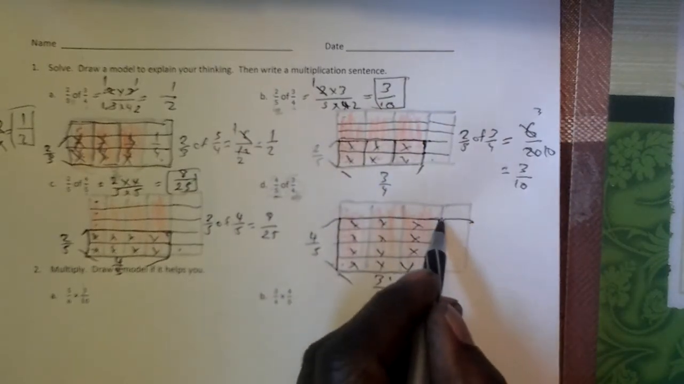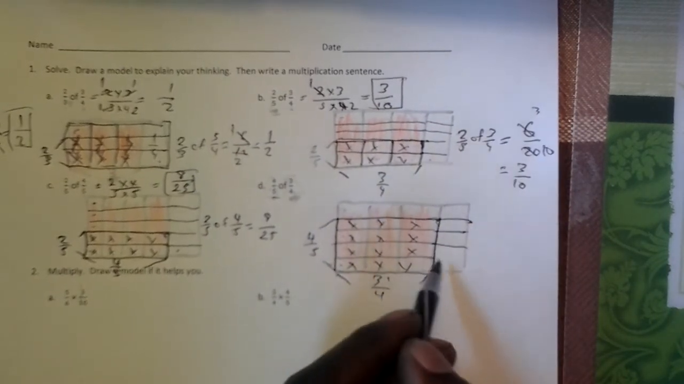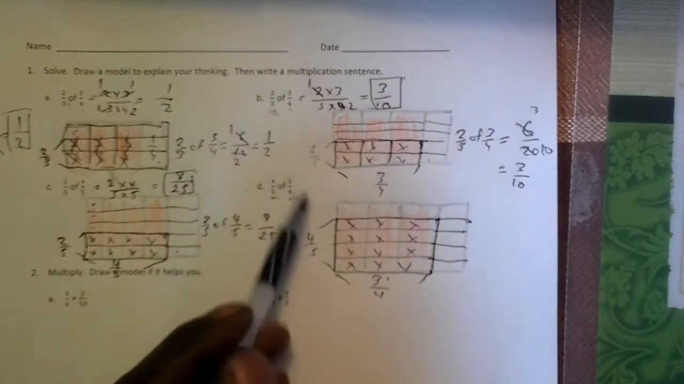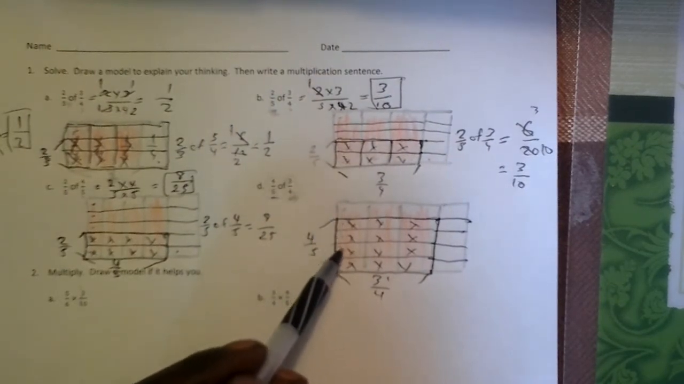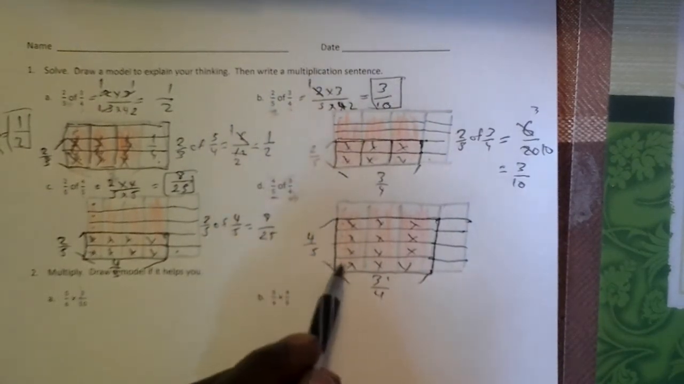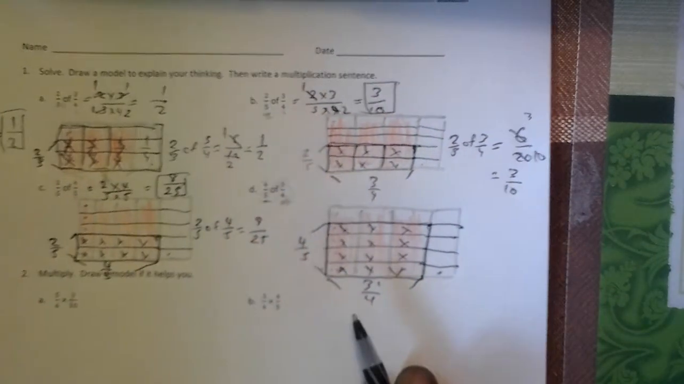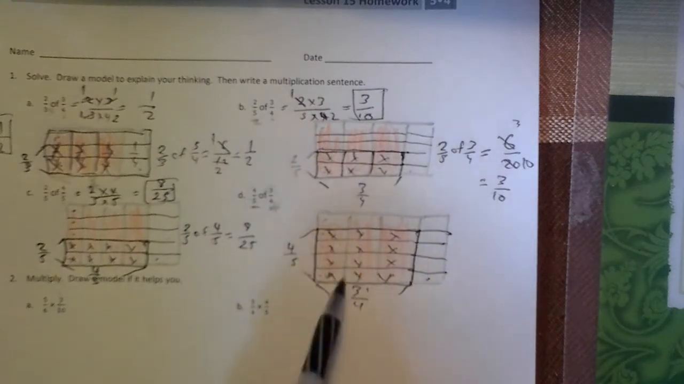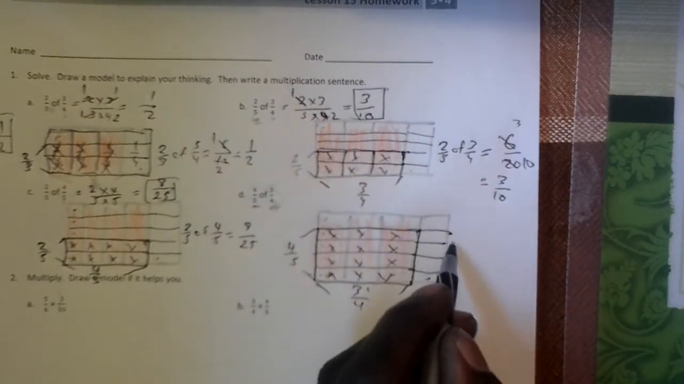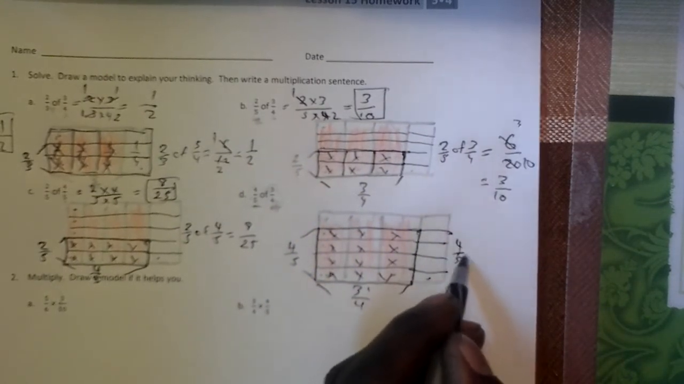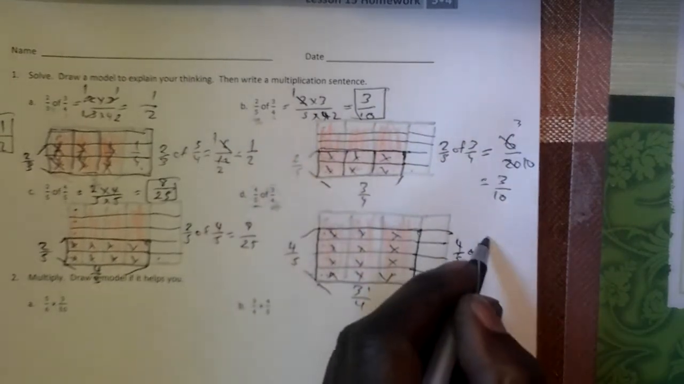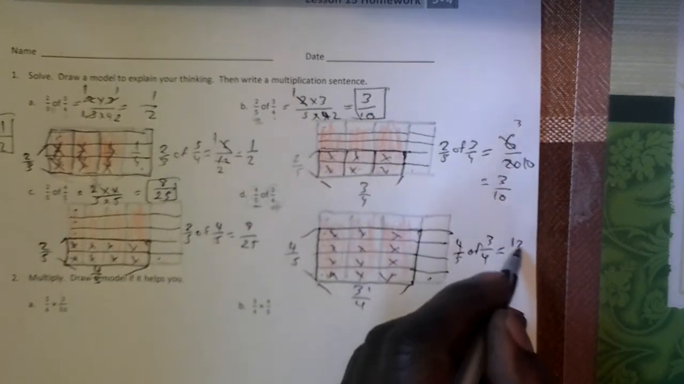So we need to find out how many pieces out of the whole thing. So let's continue our lines across. And we know that we have 1, 2, 3, 4, 5 times 1, 2, 3, 4. So we have 5 times 4, which is 20. Yes? So out of the 20, we have 12 out of 20. So we know 4/5 of 3/4 equals 12/20. 12 over 20.